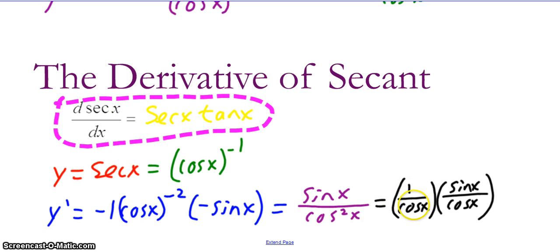But this I can rewrite as 1 over cosine of x times sine of x over cosine of x. 1 over cosine of x is secant of x. Sine of x over cosine of x is tangent of x.